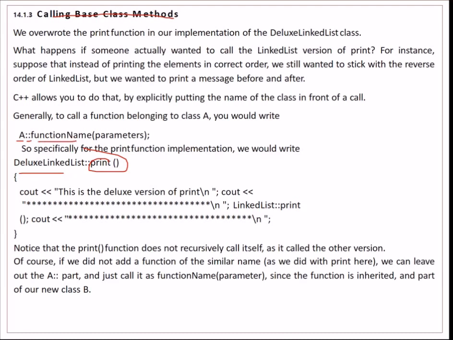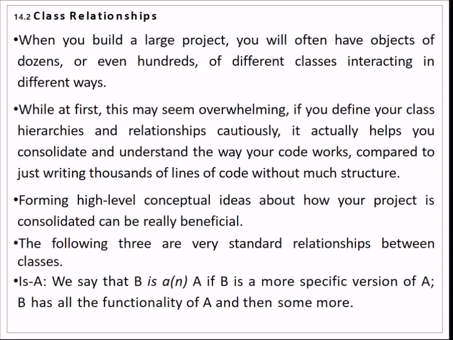For example, in this deluxe link function, you can have a print. You can do whatever you want, but you can have a statement with the class name, linked list, which is the class from where you want to call this print function, and this is all you have to do. Don't worry, this print function is not going to call itself again and again and go into recursion. This will not happen.